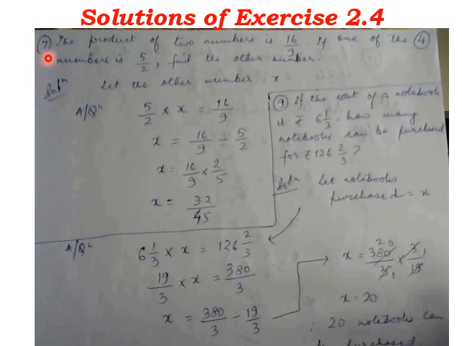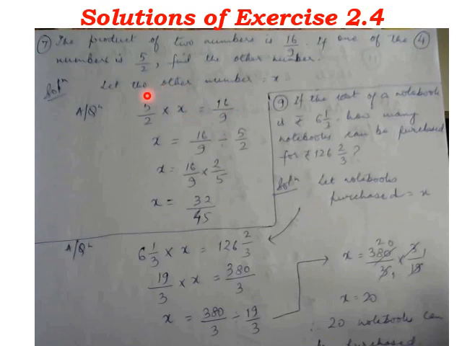Question number 7 says the product of two numbers is 16 by 9. Product means two numbers are getting multiplied and the answer is 16 by 9. If one of the numbers is 5 by 2, find the other. So 5 by 2 and one other number are getting multiplied and the answer is 16 by 9. Let us say the other number is x. According to the question, the product of the unknown number and 5 by 2 is 16 by 9. So the equation will be 5 by 2 into x is 16 by 9.